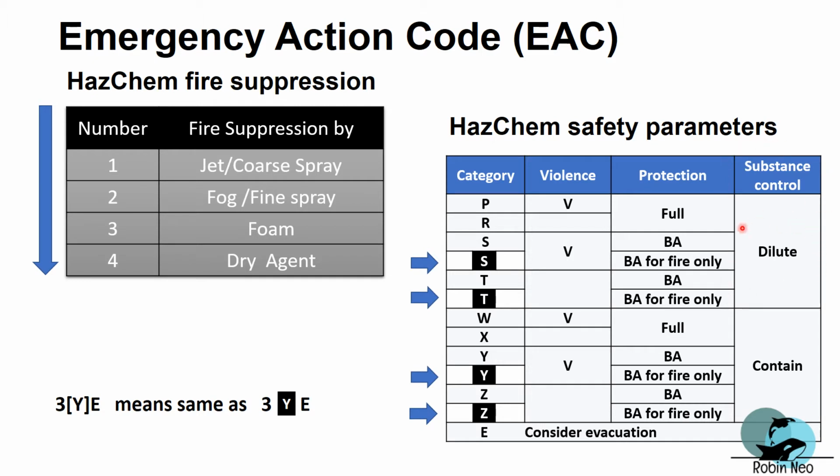Substance control specifies what to do with the chemical in the event of a spill, either dilute or contain. Dilute means that the chemical may be washed down the drain with large quantities of water. Contain requires that the spillage must not come in contact with drains or water courses.